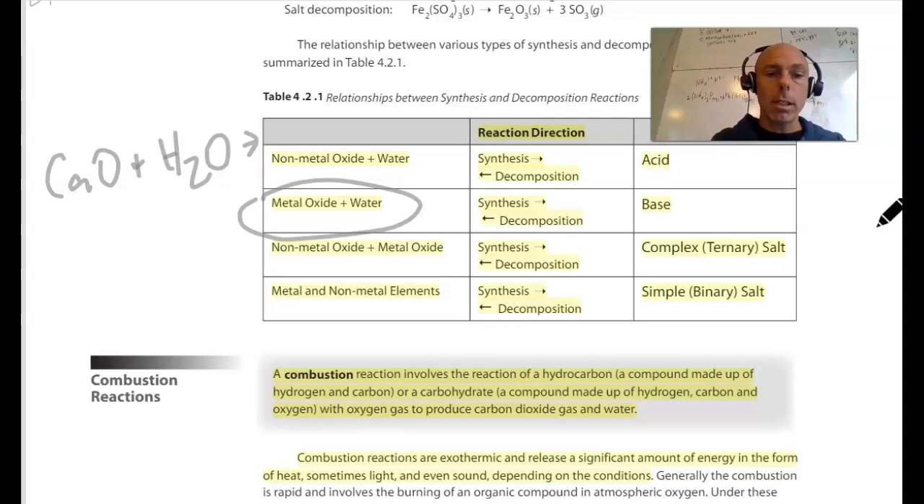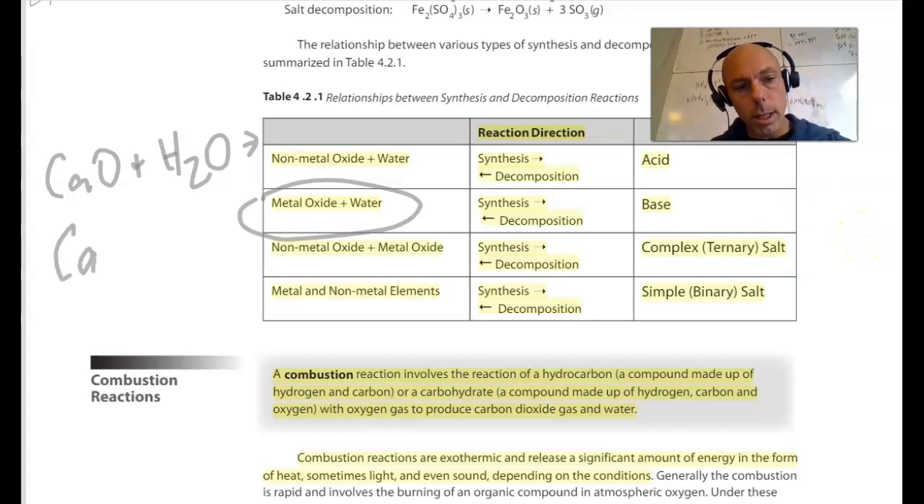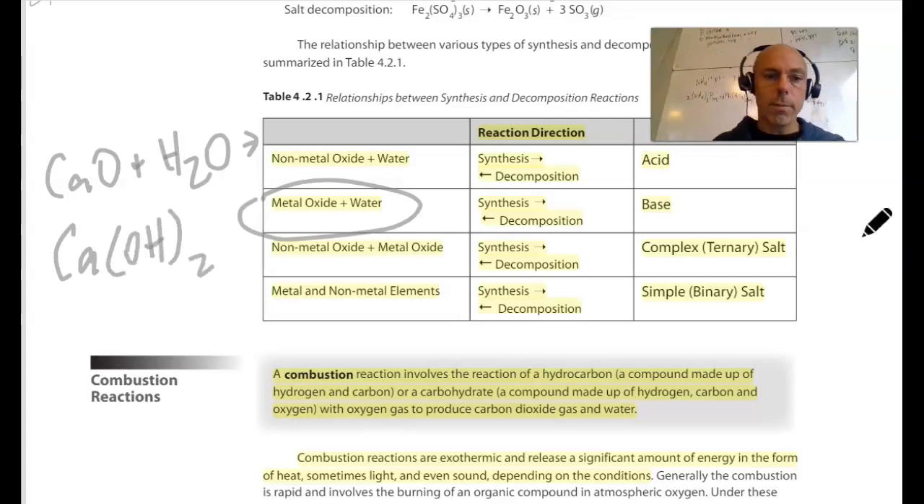When a metal oxide and water react, they form a base, or they form the metal hydroxide that comes from the metal that was originally paired with oxide. So we need to form calcium hydroxide. Calcium is a 2+, hydroxide is a 1-. So with charge cancellation, we're going to get Ca(OH)2. And it happens to be that this is already balanced, but if it weren't, we would need to balance it at this point.